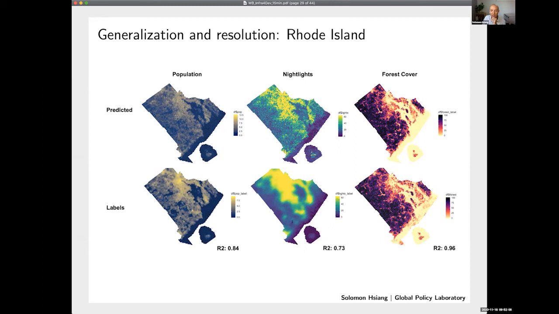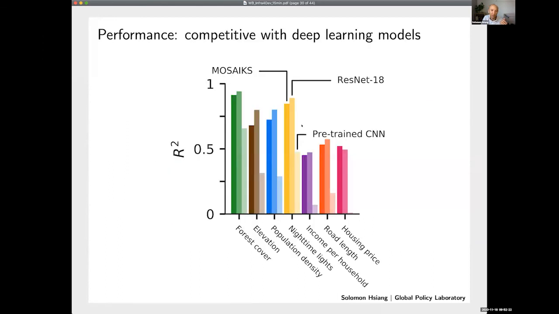So for example, here's nighttime lights, and it's actually got a lot of atmospheric disturbances, but we are actually able to localize where the light is coming from so that the predictions that come out of mosaics in many cases are higher quality than the original data.